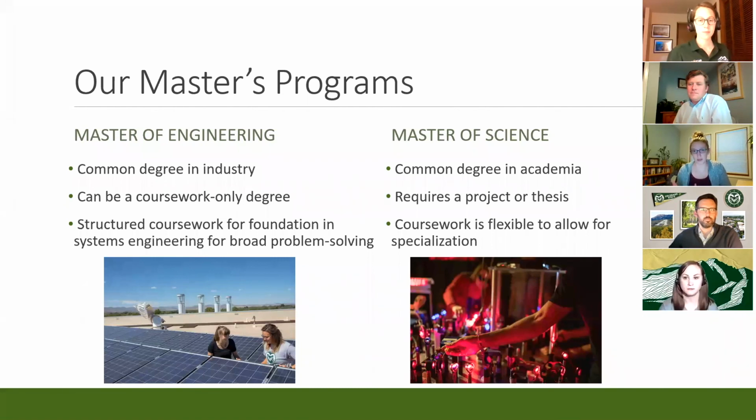Conversely, the Master of Science tends to be a little bit more common in academia, especially if you're looking at maybe going on for a later degree like a PhD. The Master of Science is generally what we would recommend for you. Although industry has lots of Masters of Sciences. So perhaps this one is a little bit more of the versatile degree if you're not quite sure what you want to do. The Master of Science does require either a project, like a capstone project, or a thesis, which is a much more intensive research experience.